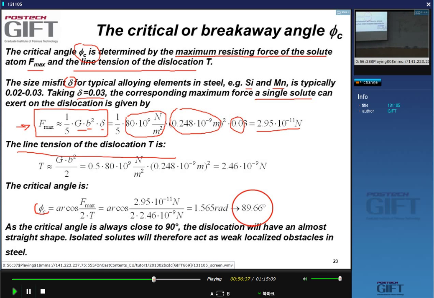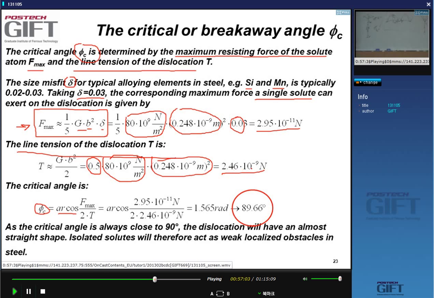Now, the second thing we need to calculate is the line tension, because phi c is the arc cosine of F max divided by 2T. The line tension is G b squared over 2. So that's easy: this is 1 over 2, this is G, and this is again b squared. So T is 2.46 times 10 to the minus 11 newtons, so I can calculate phi c. This is calculated here: it is 1.56 radians, or 89.66 degrees, so that's only half a degree off 90 degrees.